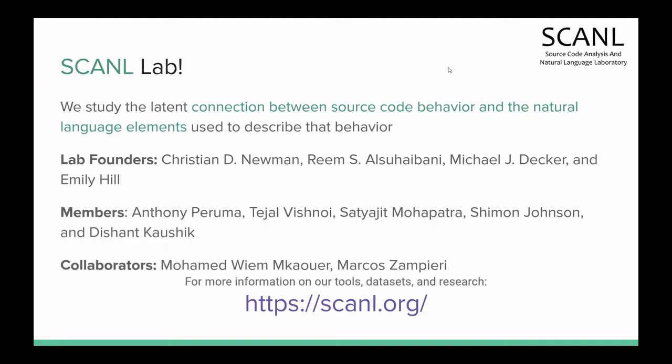Scannel Lab focuses on source code analysis and natural language problems. It was founded by myself, Reem AlSuhaibani, Michael Decker, and Emily Hill. It had several members that are on this paper: Anthony Peruma, Tehal Vishnu, and Satyajit Mohapatra. In addition, this work was done in collaboration with Dr. Mohamed Mkaouer of the Smile Lab.